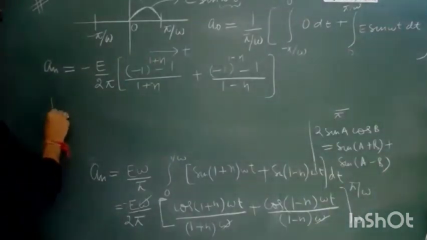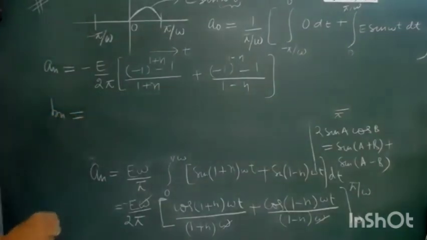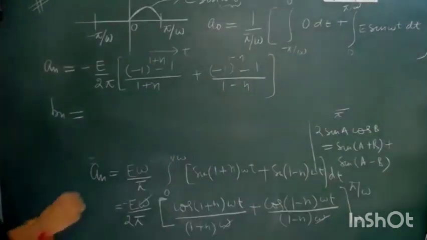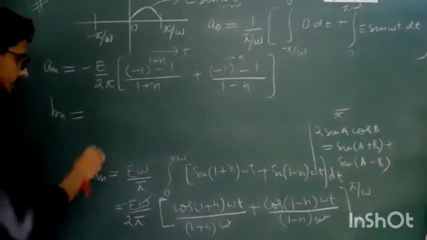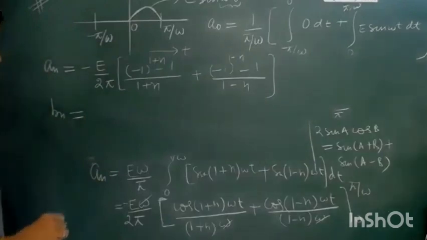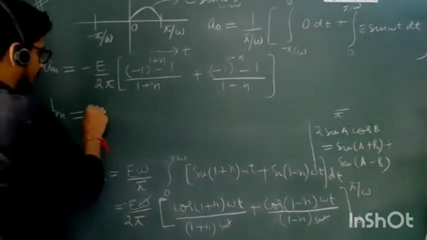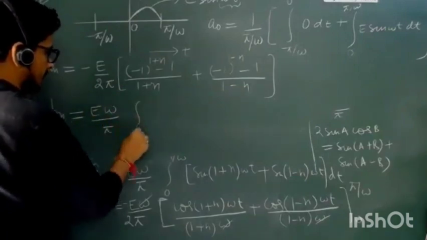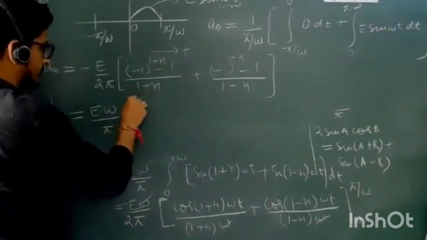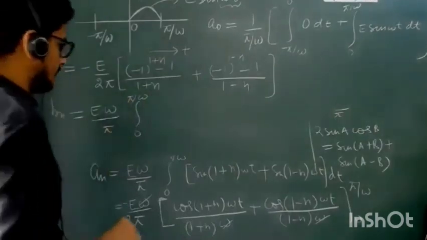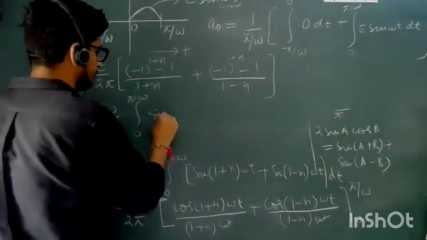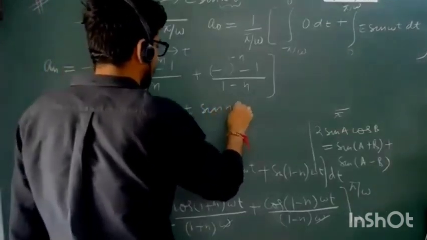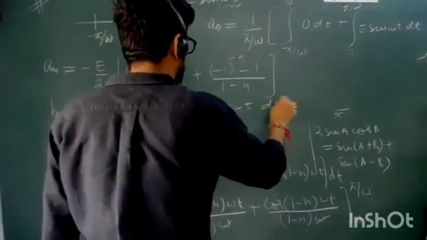And what about the value of bn? bn की वैल्यू क्या होगी? E omega by pi, 0 to pi by omega, here sine omega t, sine n omega t and dt. This will be easy to do.